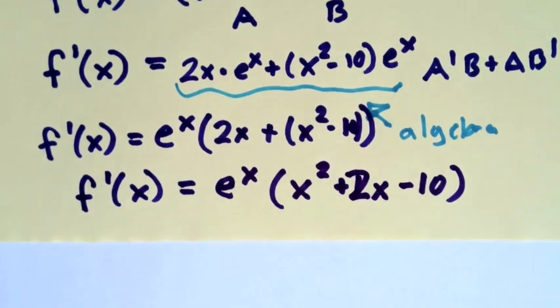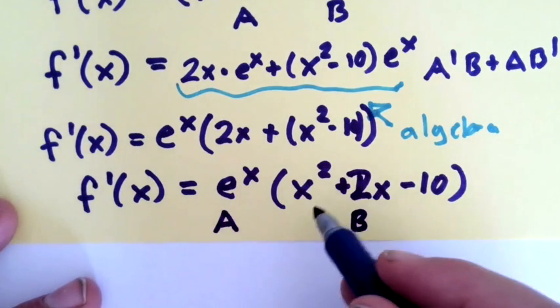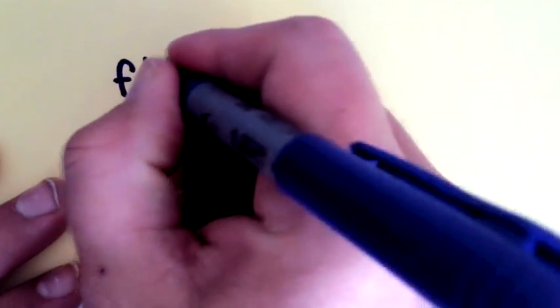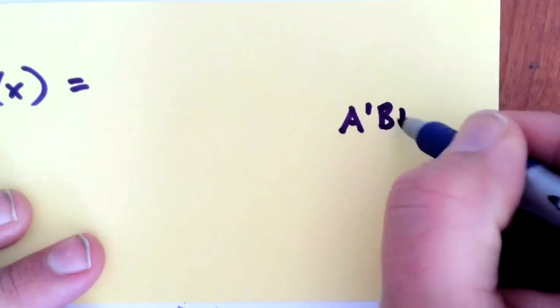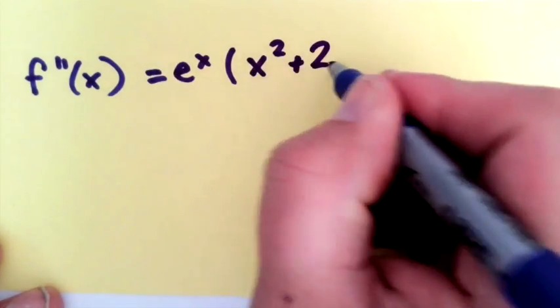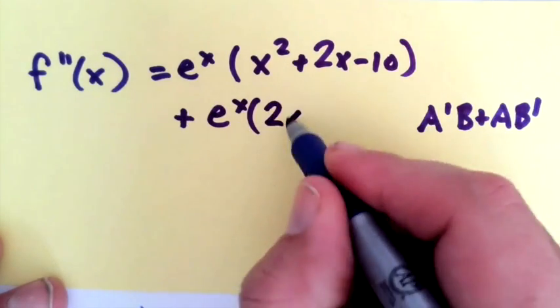This is my first derivative, and now I go to take the second derivative, and again I need product rule. E to the x is a, and x squared plus 2x minus 10 is b. So f double prime of x will be a prime b plus a b prime, so e to the x times x squared plus 2x minus 10 plus e to the x times 2x plus 2.